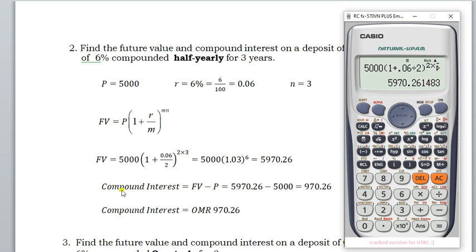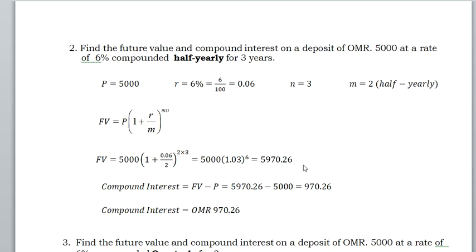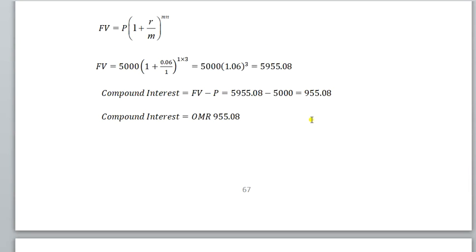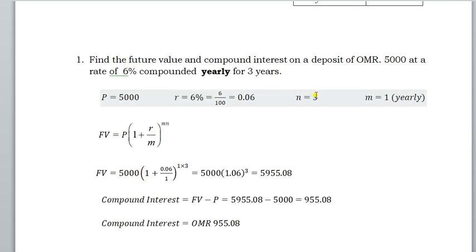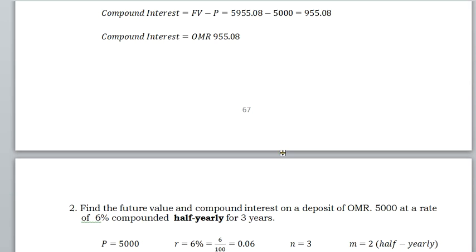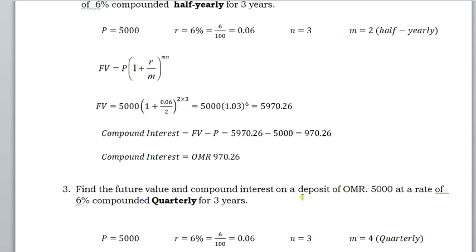Now if you want to find the compound interest, it is future value minus P. So 5970.26 minus 5000 will give you 970. So if it is half yearly, it is 970. In the previous question it is 955 only, so it is slightly less if it is yearly. That was yearly, and if it is half yearly, this is 970.26.